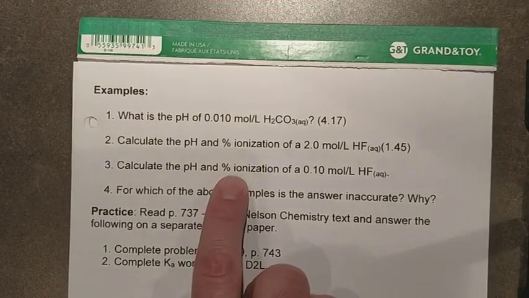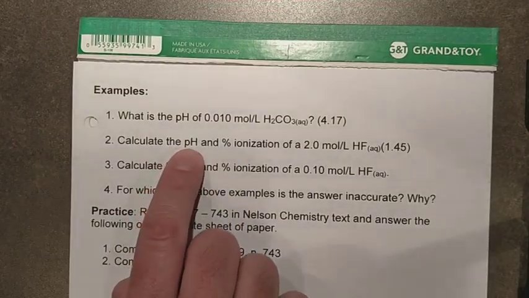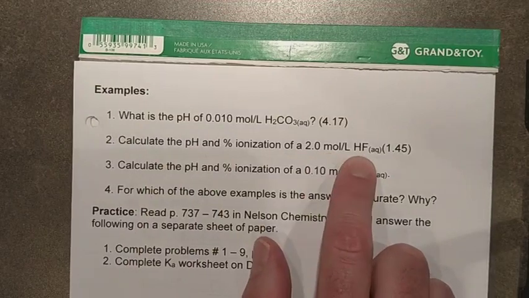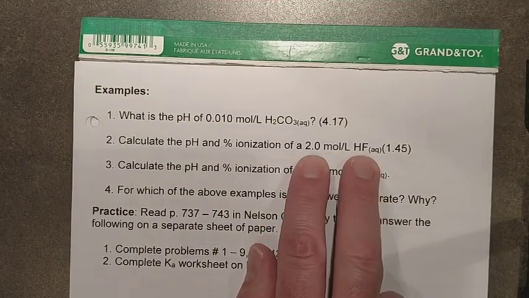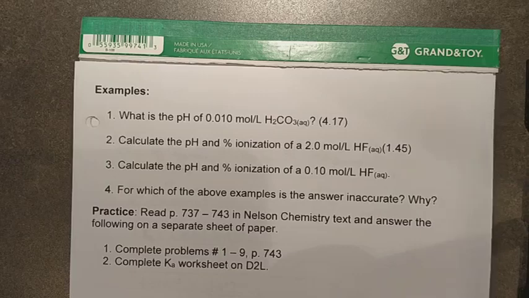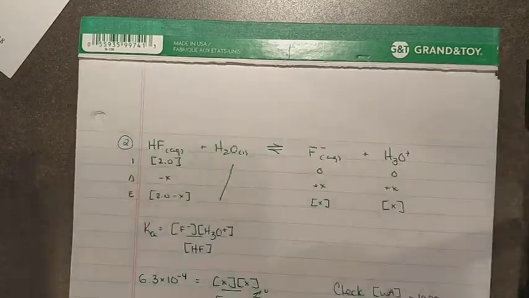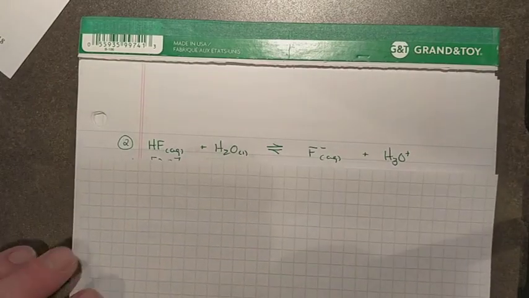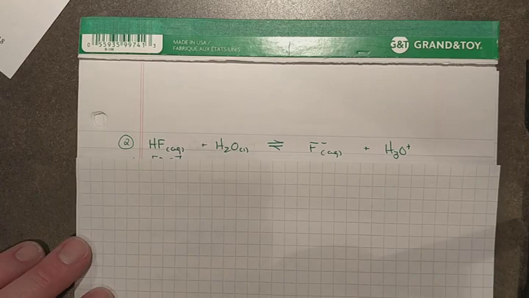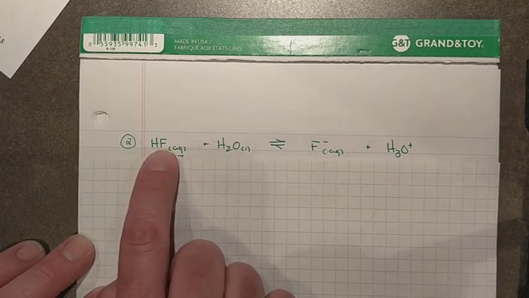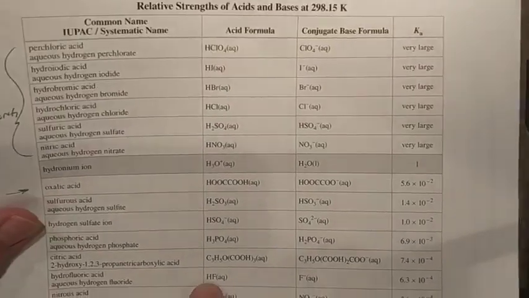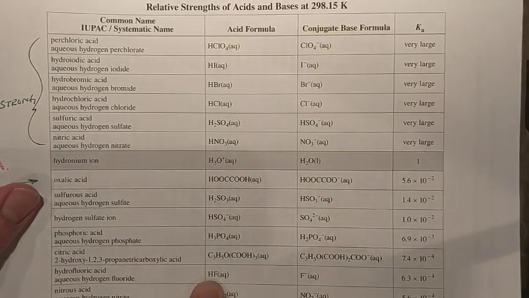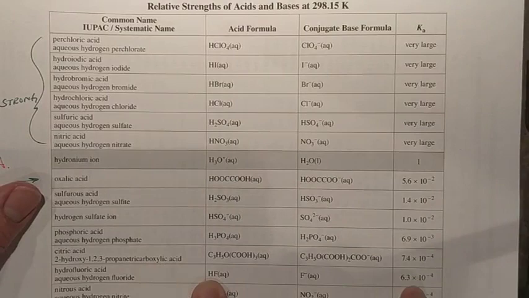For question number 2 then, we're going to do the pH for a 2 mole per liter hydrofluoric acid solution, fairly highly concentrated. Okay, let's see if everything still works out in this particular case. So again, there's your single proton transfer. Hydrofluoric acid is one of our weak acids. All right, fairly strong. The Ka is given, 6.3 to the negative 4.